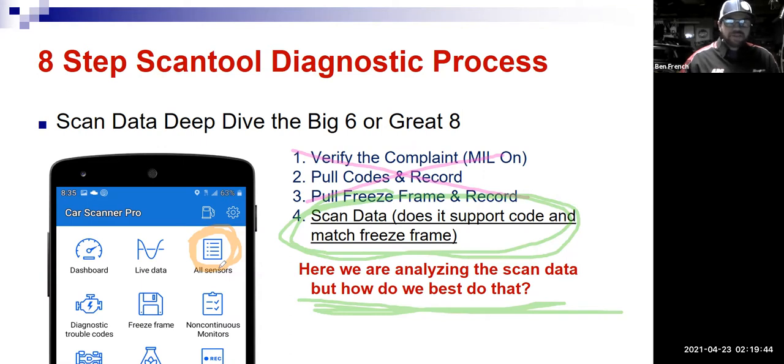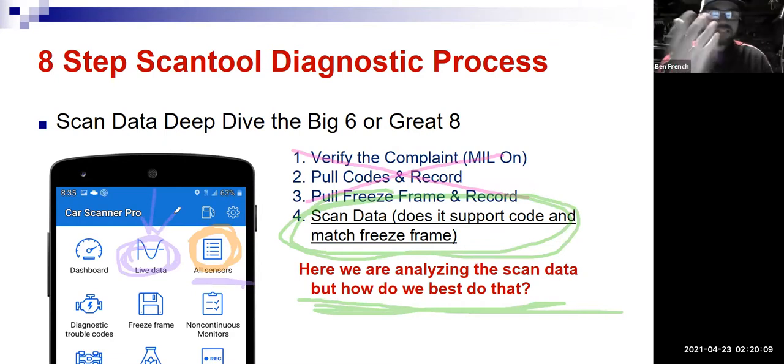But the other thing we can do is set up a custom data list and just look at the things that we want to look at. And that's what we have as an option right here where it says live data. So I might start here with all sensors, but I'm probably going to then quickly jump into live data and kind of narrow this thing down. And let me explain to you why I like to do that.